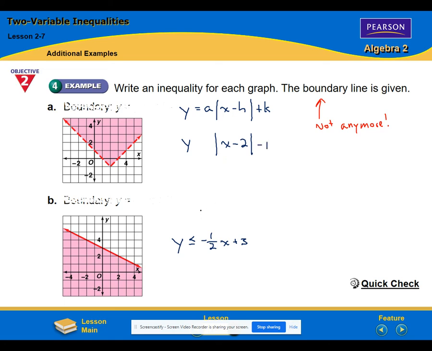Okay? And then finally, I'll consider the inequality symbol. This is shading that's up, so it's greater than. And the line is dashed, so it's not or equal to. I'm not going to put anything here. This is it.